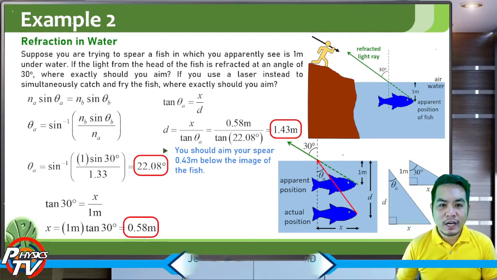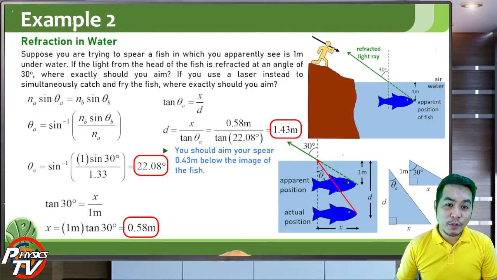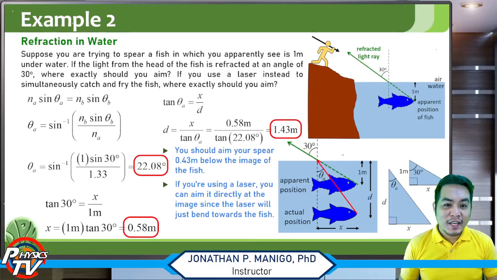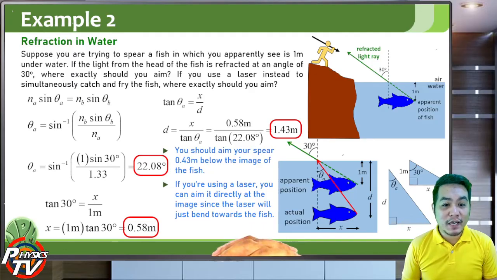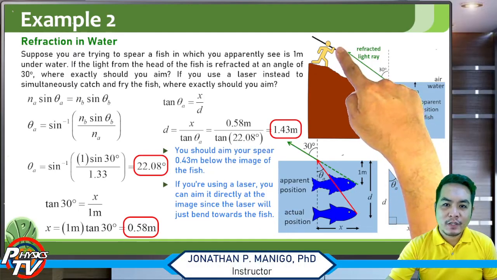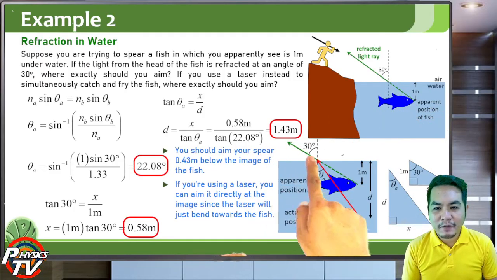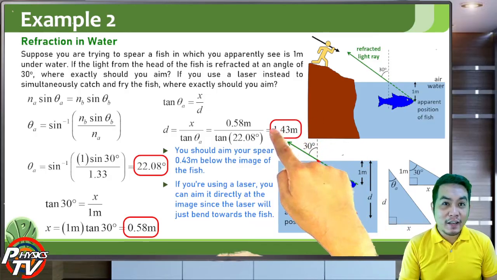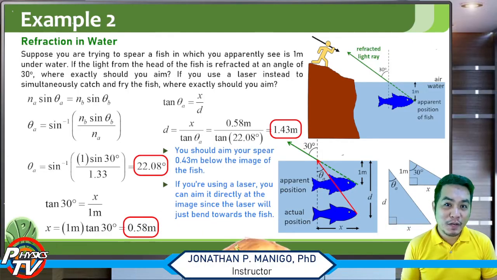Now, second question: if you use a laser instead to simultaneously catch and fry the fish, where exactly should you aim? Laser is light. So you can aim it directly at the image that you see, since the laser will just bend towards the fish. The laser will enter the boundary and it will bend towards the fish because laser is light. So you can just aim it directly at the image that you see because it will bend towards the actual fish or the actual object.